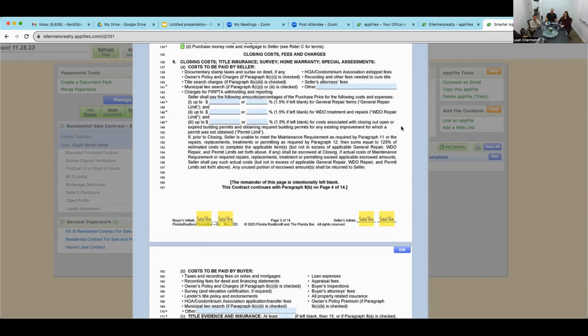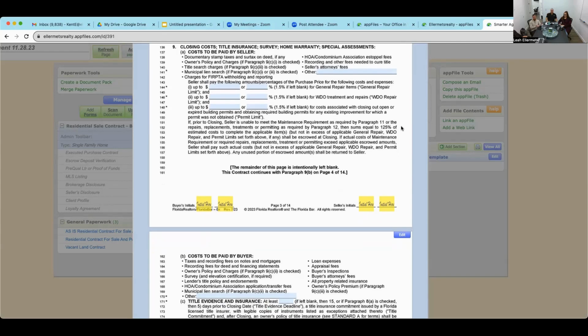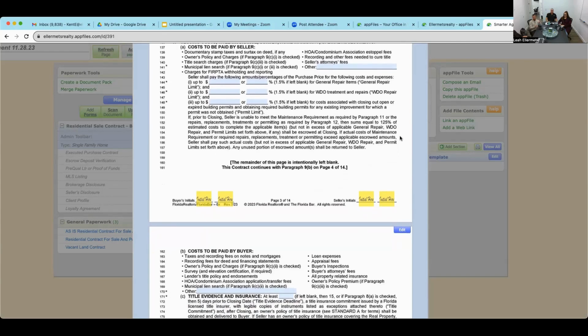But these are, even for me, of course, because they change. So just because I'm the one leading this doesn't mean I know everything, guys. I've just been doing it a long time. So if prior to closing, seller is unable to meet these maintenance requirements, guess what?